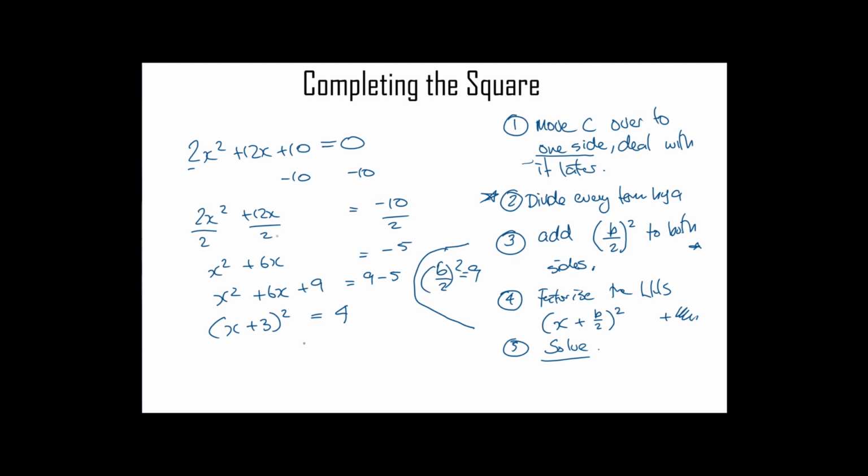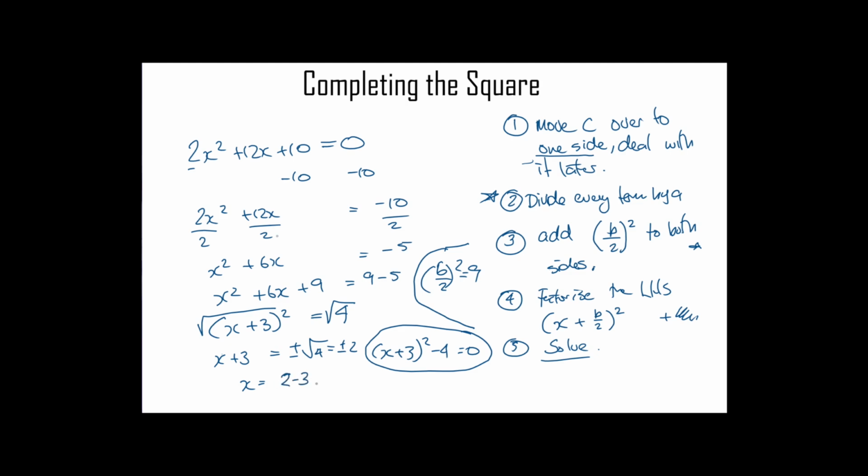And I'm going to rewrite that, the whole thing now, in this form: (x + 3)² - 4 = 0. I'm just going to leave that there so you can see that that's one way of rewriting it. But I'm going to take the square root of both sides. So we've got x + 3 is going to be plus or minus the square root of 4, which is plus or minus 2.